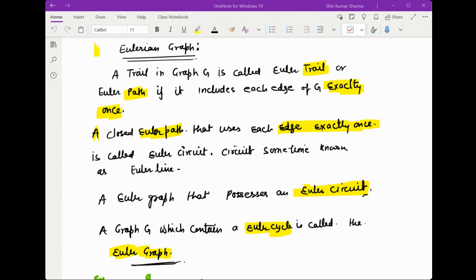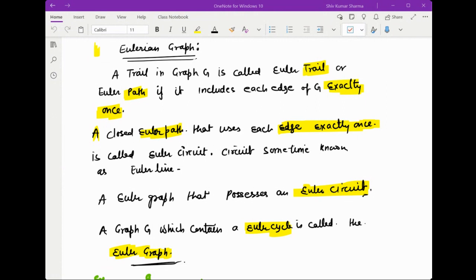Okay. So an Eulerian graph is a graph which passes an Eulerian circuit. That means a graph which is an Euler graph always passes an Euler circuit. So a graph G which contains an Euler cycle is called an Euler graph, that is, one which contains an Euler circuit, meaning an Euler cycle or circuit.